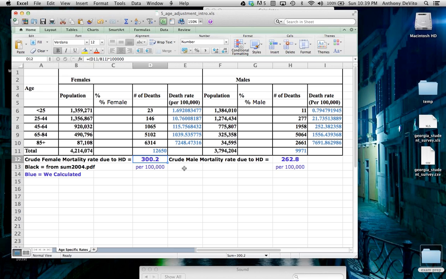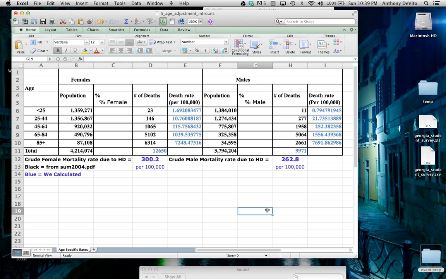Okay, so let's take a look at this. The crude mortality rate for females due to heart disease is 300. Crude mortality due to heart disease for males in New York City is 262. Oh my goodness. We just proved that more females are dying from heart disease in New York City than males are. Well, what's wrong with that?